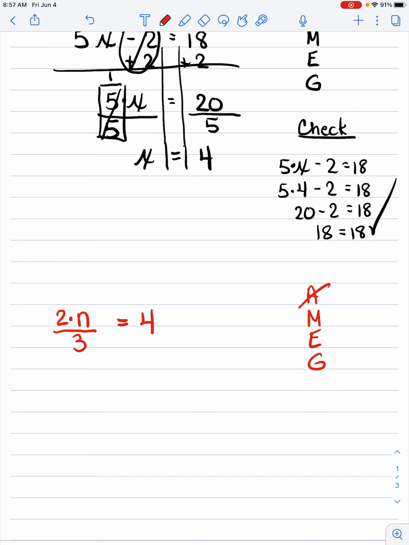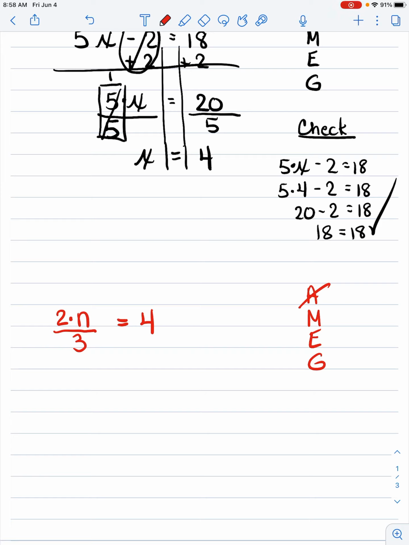Okay, there is no addition or subtraction. There is multiplication and division. And if you think about what we did to the variable, okay, remember a fraction bar is like parentheses. It's a grouping. So this 2 times n is a grouping, and you see the G for grouping is all the way at the end. So we can think of it that way.